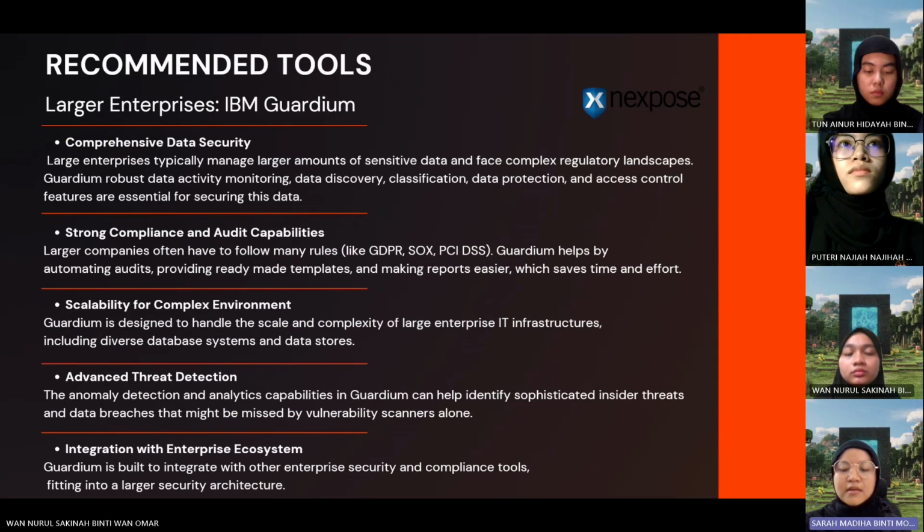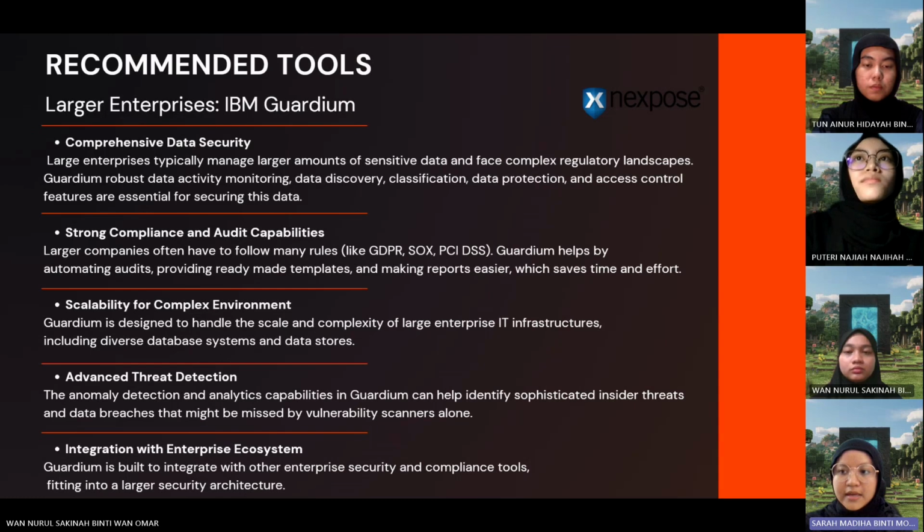Next. For a larger enterprise, I recommend the IBM Guardium because of comprehensive data security, which a larger enterprise typically manages a larger amount of sensitive data and faces a complex regulatory landscape. Guardium's robust activity data monitoring, data discovery, classification, data protection, and access control features are essential for securing this data. And then strong compliance and audit capabilities. Larger companies often have to follow many rules like GDPR, SOX, PCI DSS. Guardium helps by automating audits, providing ready-made templates, and making reports easier, which saves time and effort.